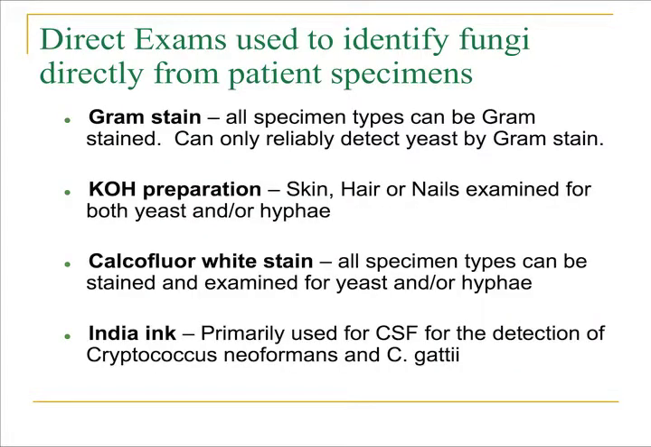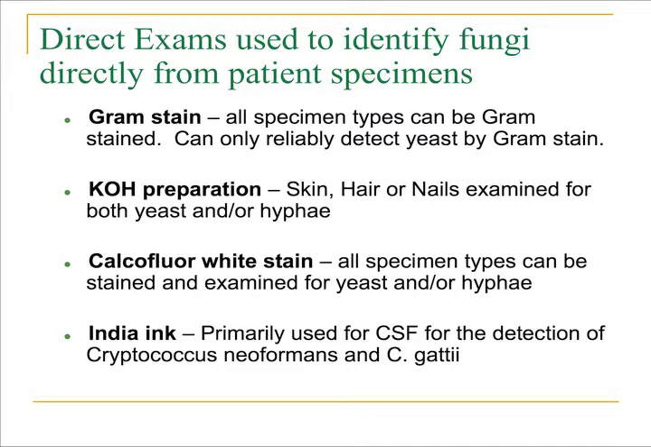On the next slide, we start talking about the direct exams used to identify fungi directly from patient specimens. There are 4 techniques that are primarily used directly on patient specimens to look for yeast or mold. Gram stain, of course we use Gram stain very often and it is our most commonly used method in bacteriology, but Gram stain is also very, very reliable for searching out yeast. It's not quite as good for molds, however.